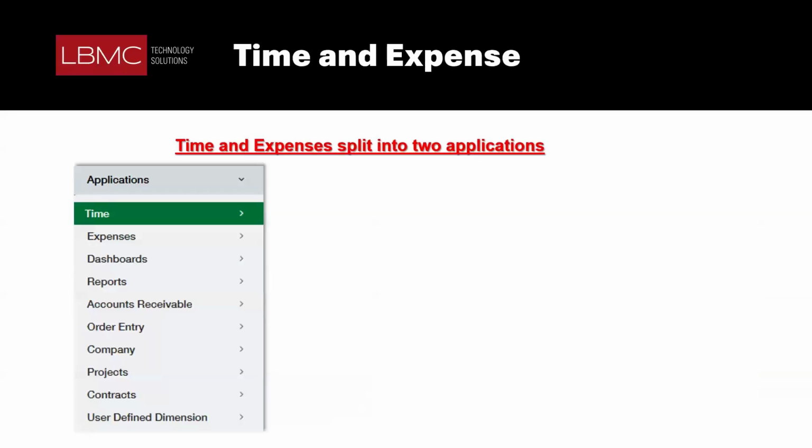Also within Sage Intacct, previously for time and expense, there was just one single application. Time and expenses are now split into two individual applications, one for time and one for expenses. You can see the subscription still includes both applications, but you can now access them using different menus. This change just ensures that features within both modules are easy to find within Sage Intacct.